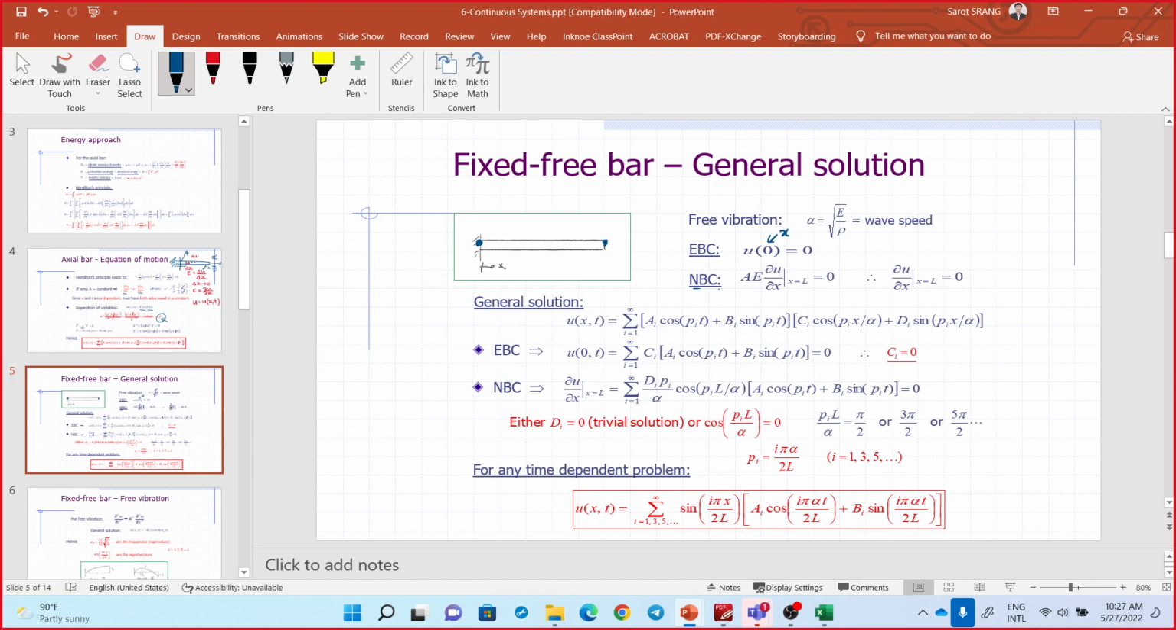And for the boundary condition at this point, the strain at this point is always 0. So strain means the partial derivative of u with respect to h, computed at h equal to l, is always 0, right?